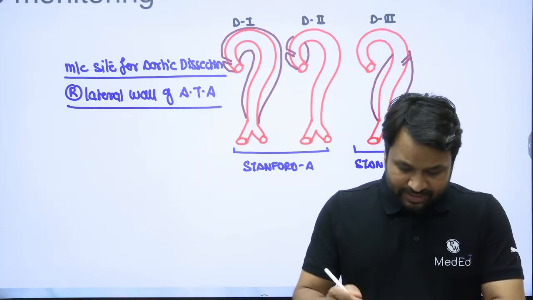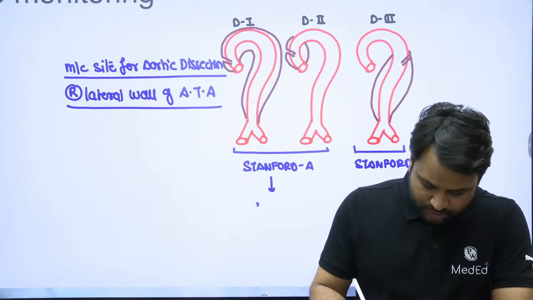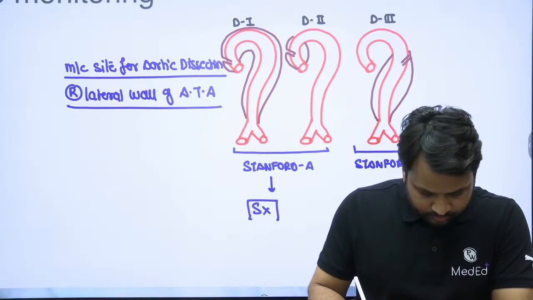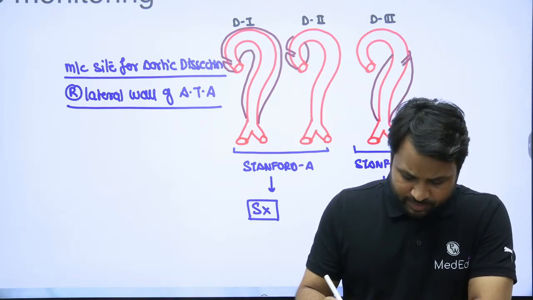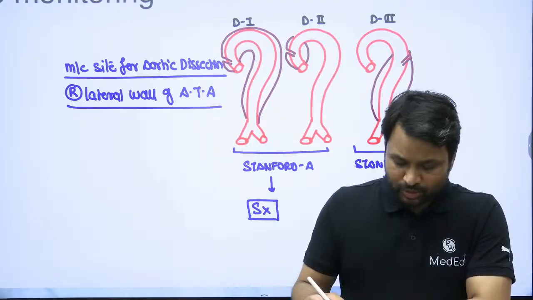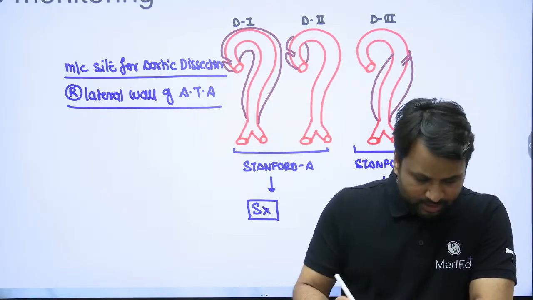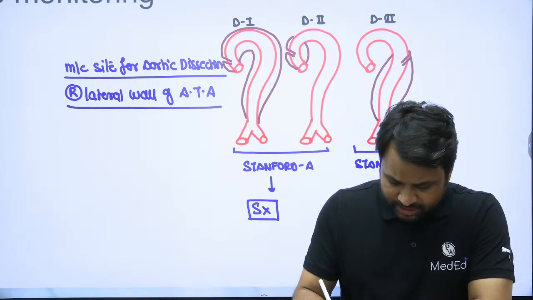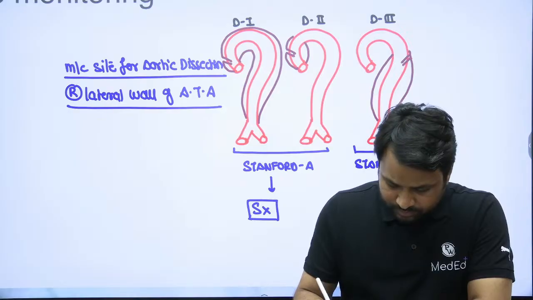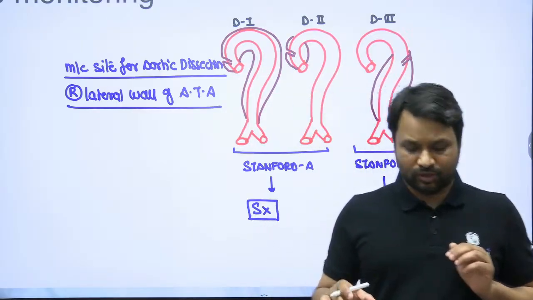Now for Stanford A, that is DeBakey type 1 and type 2, it is always referred for surgery, that is going to be a Dacron graft repair. For DeBakey type 3 or Stanford B, we are going to see whether the patient is stable or unstable. Initially you're going to put the patient on conservative management, that is, monitor. If the patient is unstable, then take the patient for surgery, that is your graft repair. So this is the protocol that we usually follow.